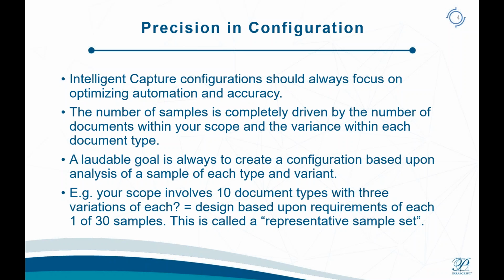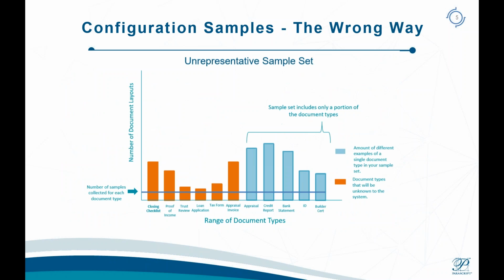So if your scope involves 10 document types and you have 3 variations of each type, your effort should be to get 30 samples. In a very limited number of document types, you can do that, but you want to get some percentage in there. Here's a little table that we have, and we have a larger ebook that covers a lot of these data science aspects of intelligent document processing.